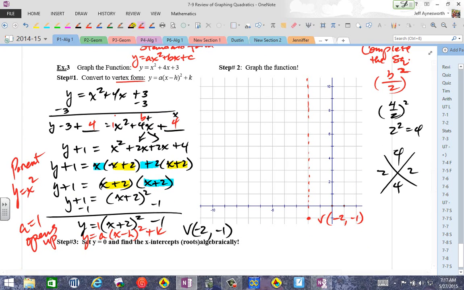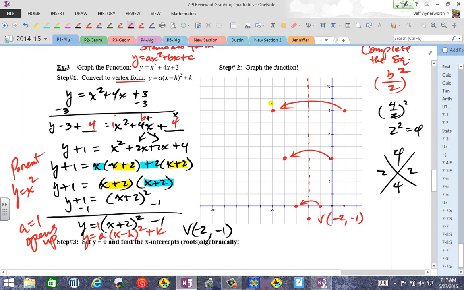Okay, so using the parent values, you go right 1, up 1, and then reflect right here, and then right 2, up 4, 1, 2, 3, 4, and then reflect, and then right 3, 1, 2, 3, up 9, 1, 2, 3, 4, 5, 6, 7, 8, 9, and then reflect on the other side, and you graph your parabola. Nice, smooth U-shaped function. Ooh, a little smoother than that. Okay, there we go.